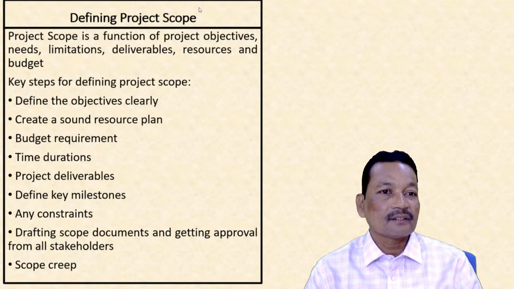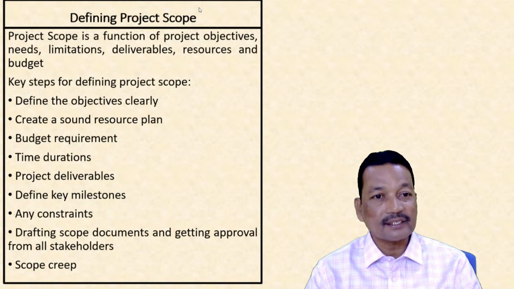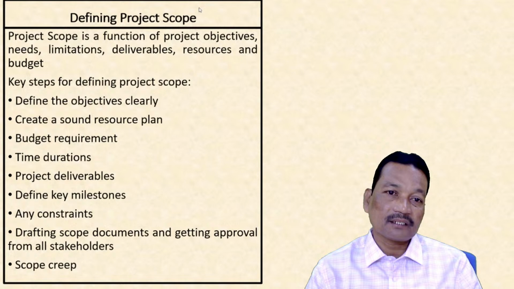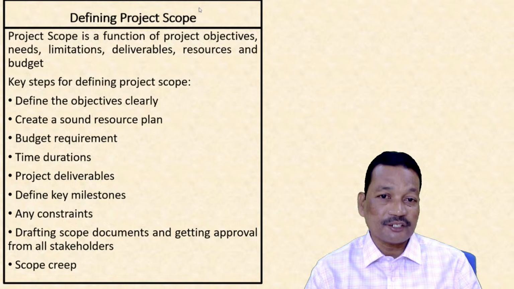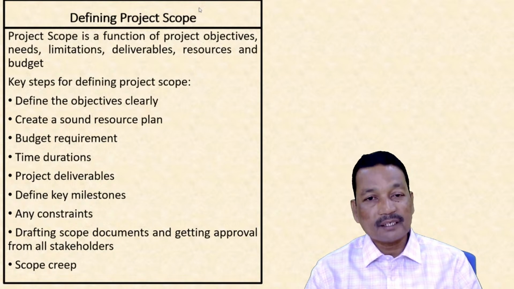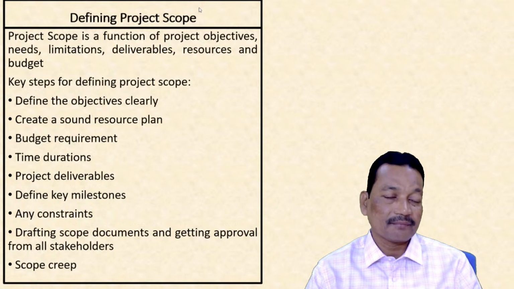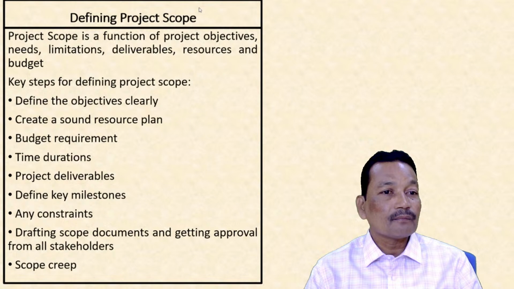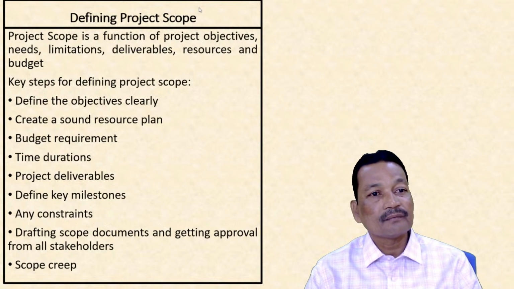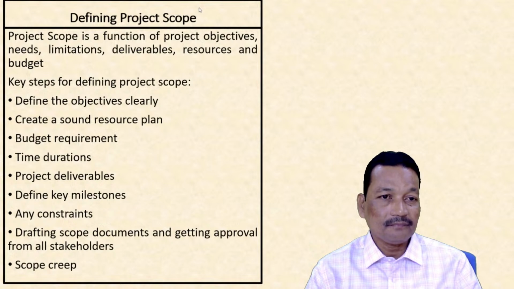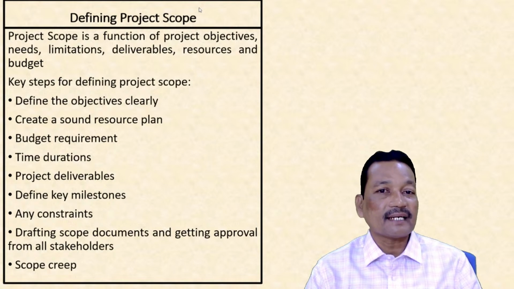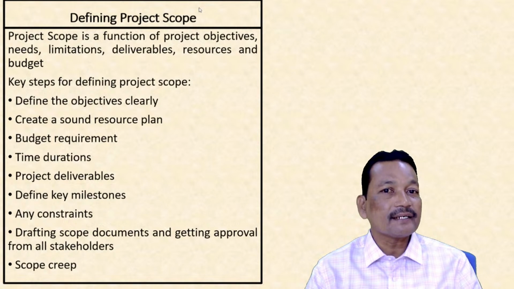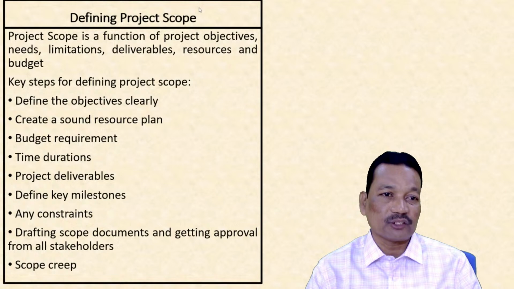Limitations, can we carry out the project? Is it realistic? Deliverables, the outputs. It may be goods, it may be services, etc. Resources it is going to consume in the form of human resources, material resources, etc. And the budget part or the funding for the project. So, project scope is a function of all these items. That means it is related to all these aspects of a project.